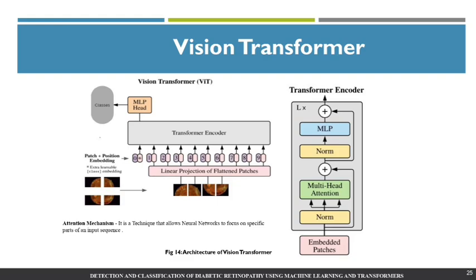This sequence, which now resembles a sentence of visual words, is then fed into a series of transformer encoder blocks, which use self-attention to analyze the relationship between different patches. Finally, the class embedding, enriched with contextual information from the entire image, is processed by a small neural network to output the predicted class probabilities.